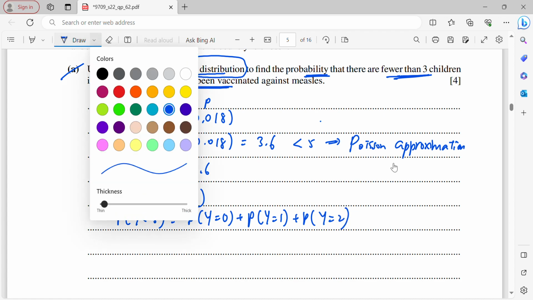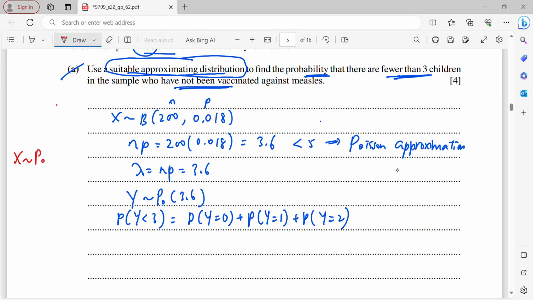For your information, if X is Poisson distributed with mean lambda, the probability of X equals x is e to the negative lambda, lambda to the power x, over x factorial. The e to the negative lambda is a constant, so for the calculation I will factorize e to the negative 3.6, because 3.6 is the lambda. Y equals 0 means the x value here is 0. Any number to the power of 0 is 1, over 0 factorial, which is also 1.